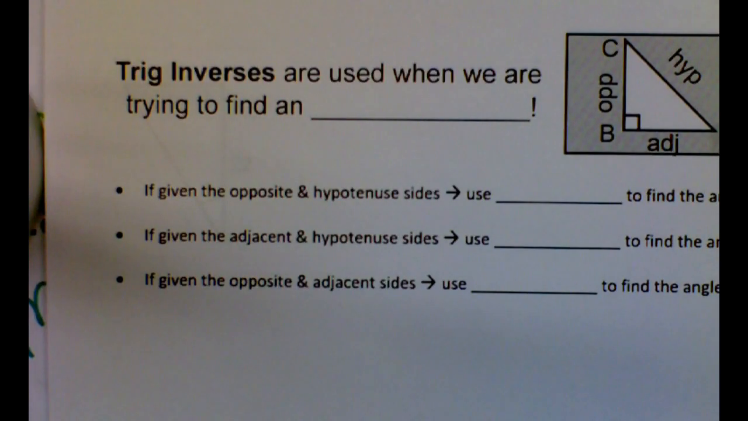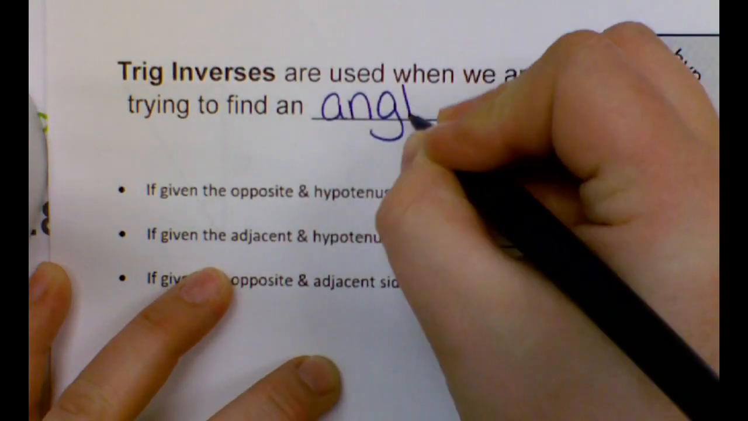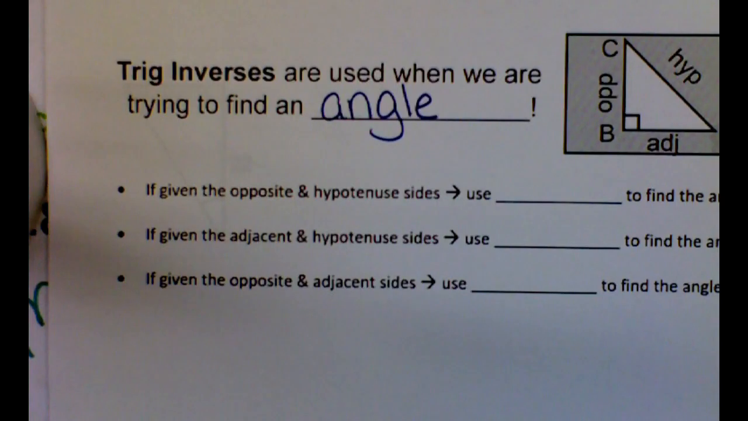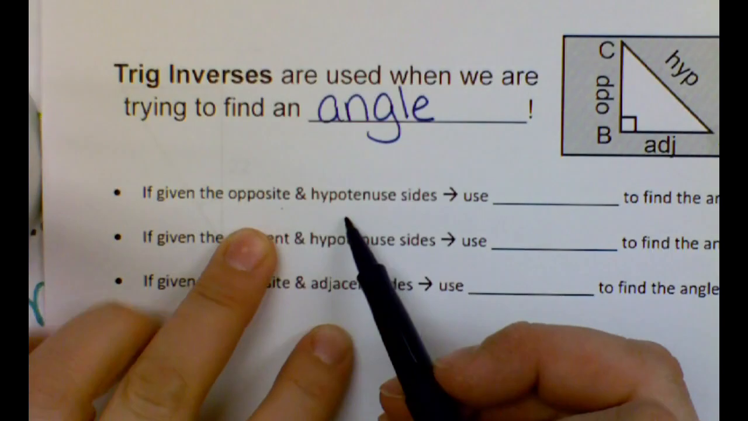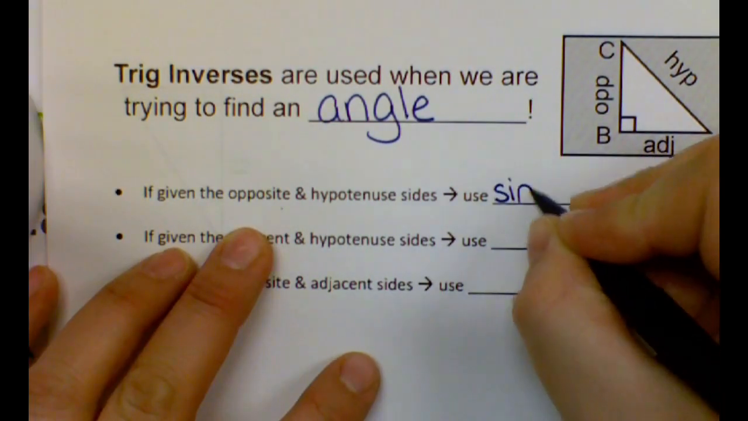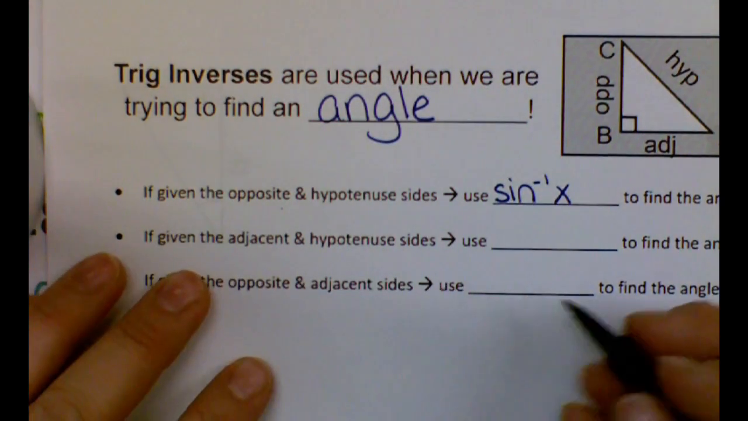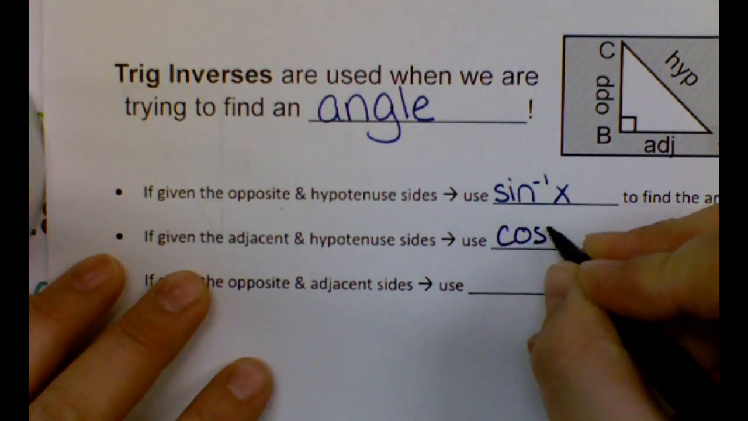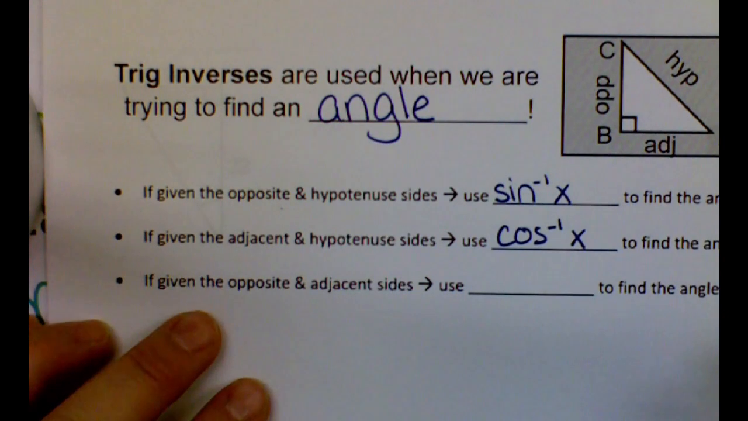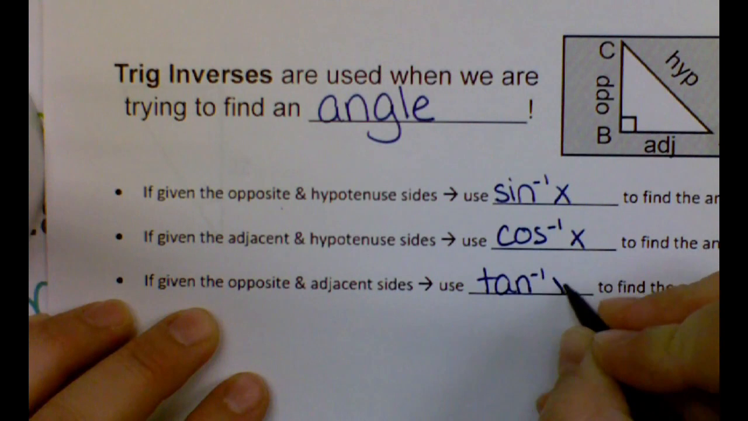Next up, we have trig inverses. Trig inverses are used when we're trying to find an angle. We're trying to undo the trig function. So if you're given the opposite and hypotenuse sides, you'll use sine inverse of x. If you're given adjacent and hypotenuse, you'll use cosine inverse. If you're given opposite and adjacent, you'll use tangent inverse of x.